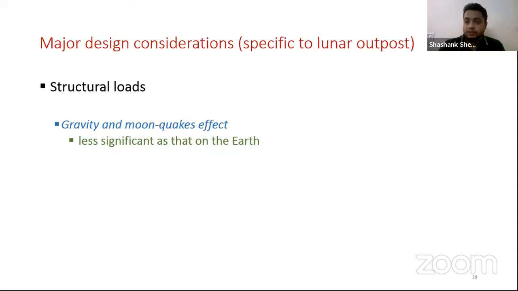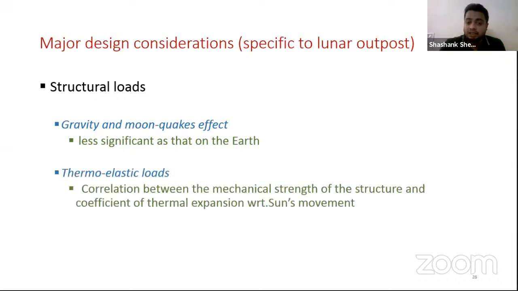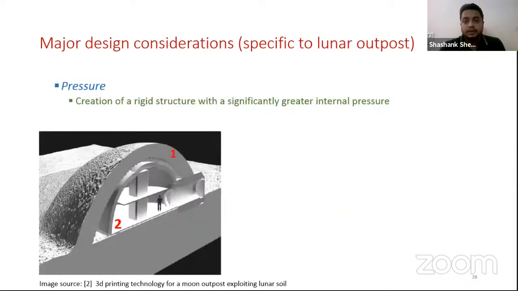We know that there have been moonquakes, but those are not as strong as on Earth, and gravity is definitely different compared to Earth. So these two loads are lesser compared to Earth. However, the thermoelastic loads are very high, because the temperature variation is very high on both Moon and Mars, since there is no atmosphere to provide a blanket effect. That is a very major concern for developing habitats, because shrinkage and expansion would lead to thermal cracking. So that has to be considered.